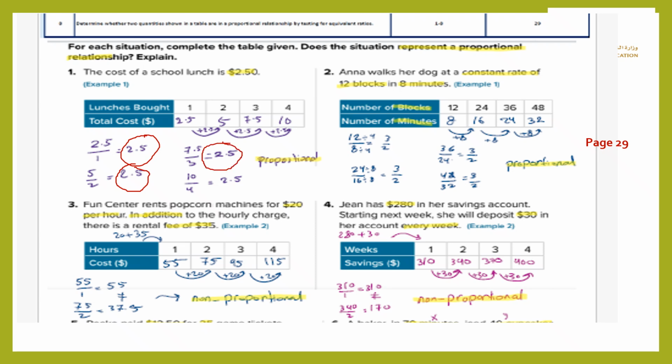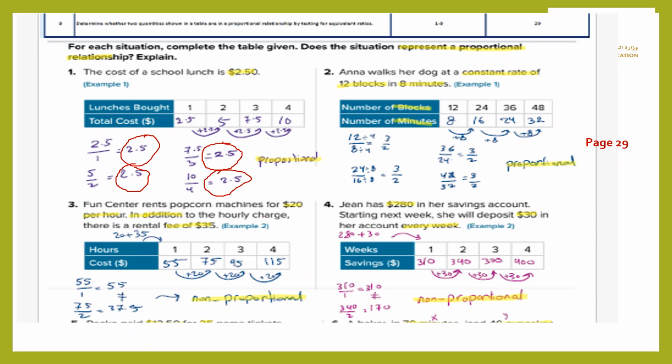7.5 divided by 3, then this one 2.5. 10 divided by 4, each case the same, which means proportional. This also the same way, divide like this: 8 over 12, 16 over 24, 24 over 36. Find everything and you will get 3.2, 3.2. So that is proportional.